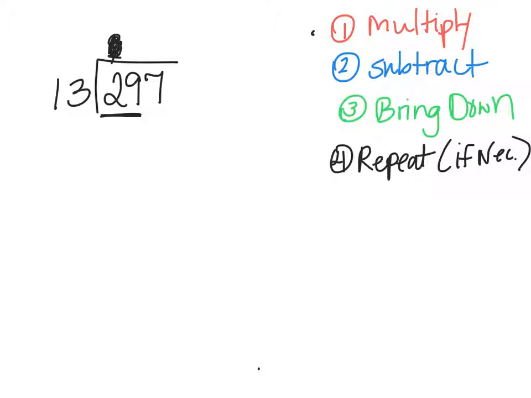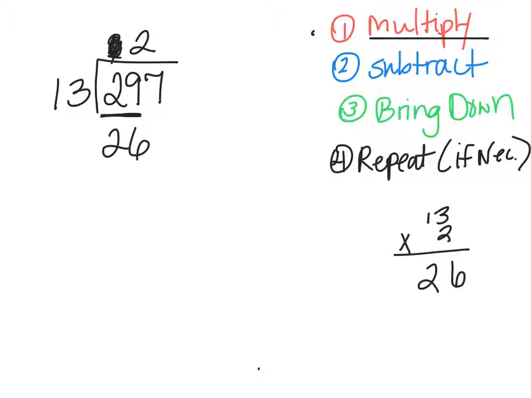If you don't know off the top of your head, multiply. Do some multiplication. Guess and check. Let's try 2. 13 times 2. 3 times 2 is 6. 2 times 1 is 2. Aha, okay. 13 will fit into 29 2 times. 13 times 2 is 26.